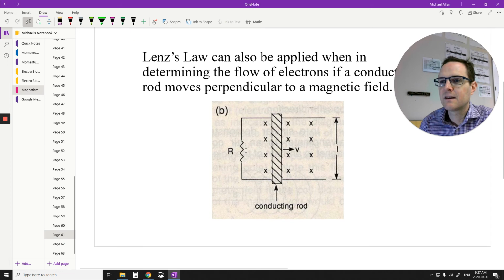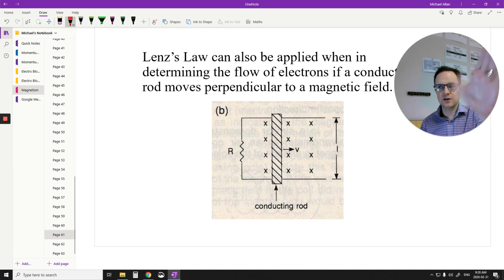Okay. Here's another version of Lenz's law. This is more the generator effect. If I were to move a straight wire through a magnetic field, what happens? So this one, we're going to use our left-hand rule, the third one, with the palm on it, to figure this out.